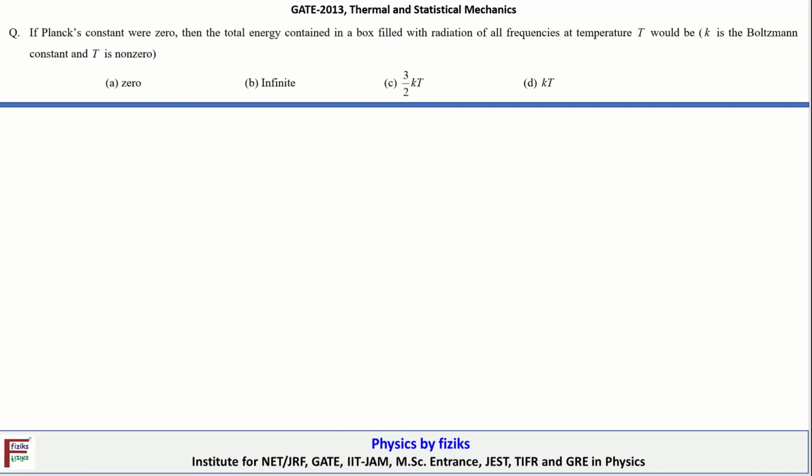So in this video I'm going to talk about the solutions for the problems which appeared in Thermal and Statistical Mechanics in GATE 2013. The first question is, if Planck constant was 0, then the total energy contained in a box filled with the radiation of all frequency at temperature T would be.